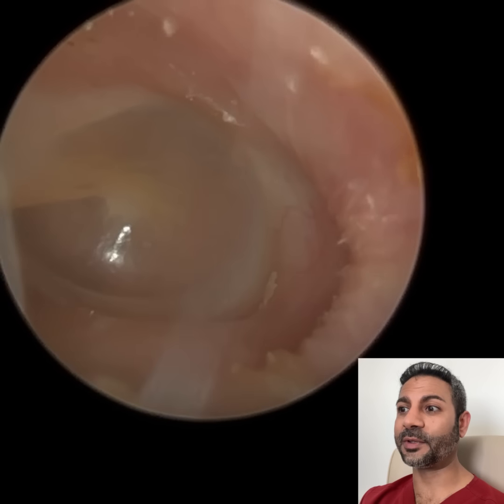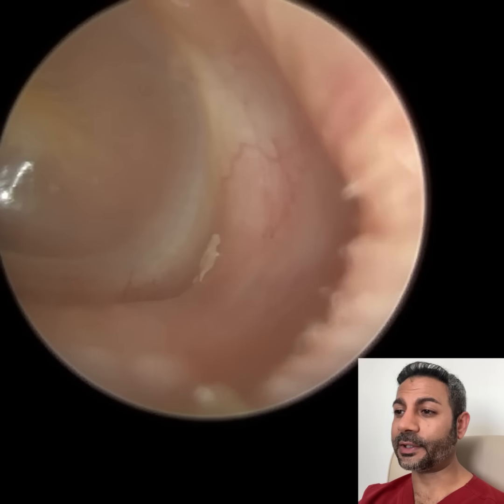This is when he first came, so I had to be careful working around the edges. There's that widening at the base. You can see there's no ulceration.